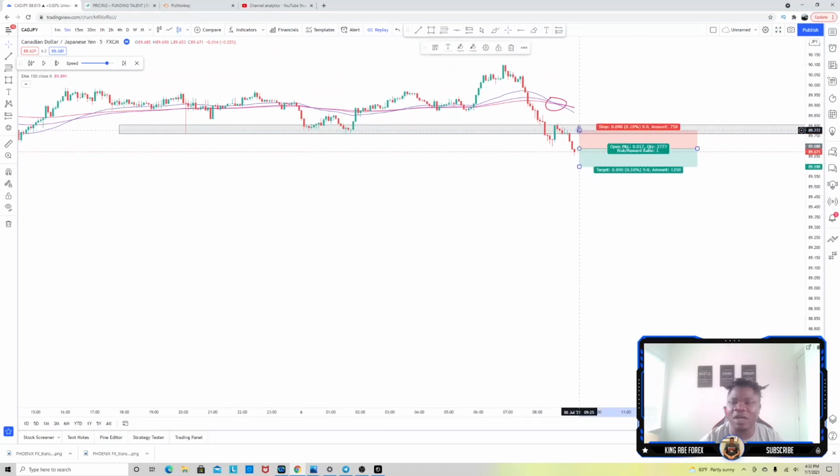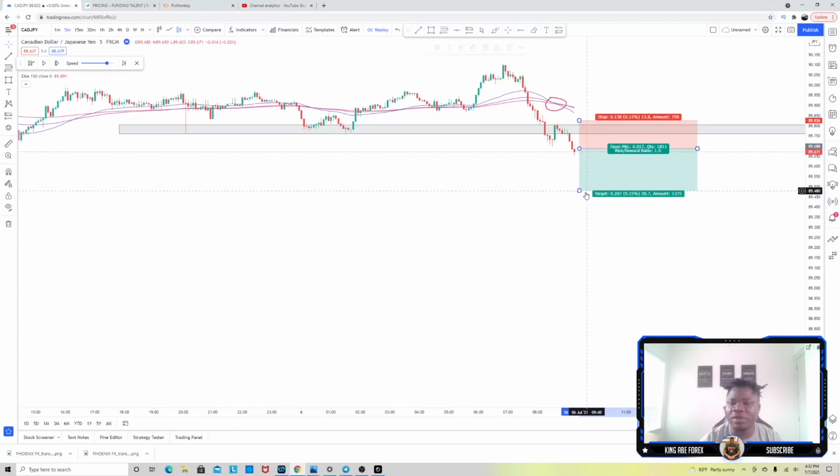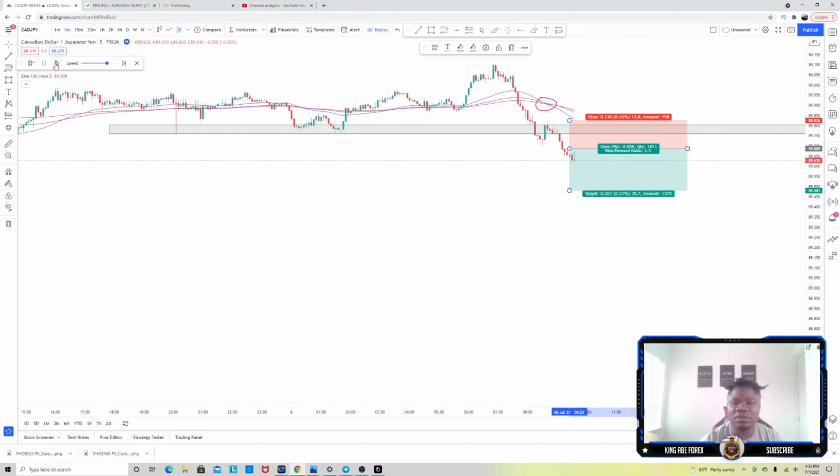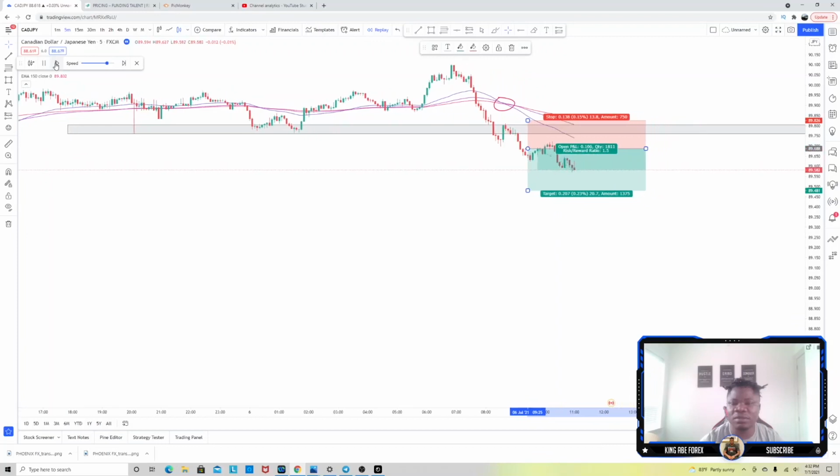Now we're going to have our take profit right above the previous support zone. Now we're going to have 13 pips right there, and we're going to target 1 to 5 risk to reward ratio right there. Now we have take profit for 20 pips. Our stop loss is 13 pips. Now let's see how this trade played out.